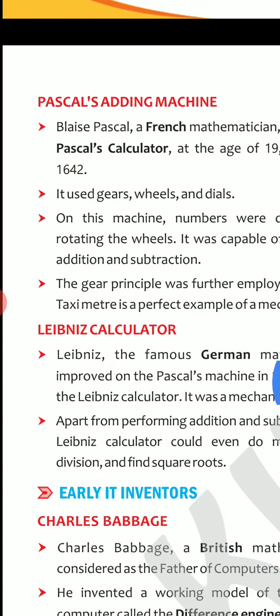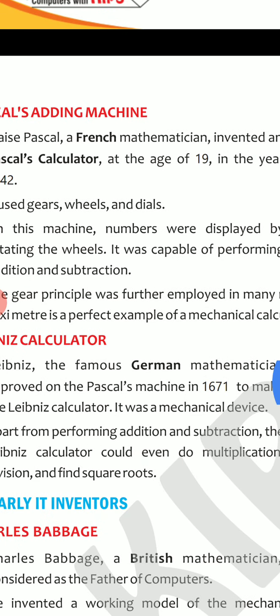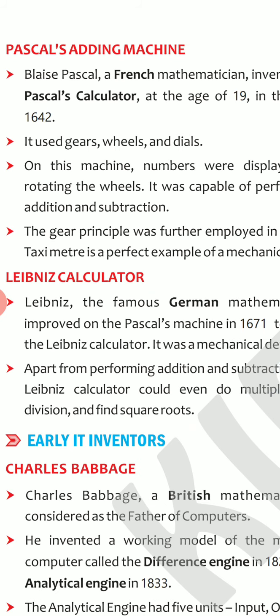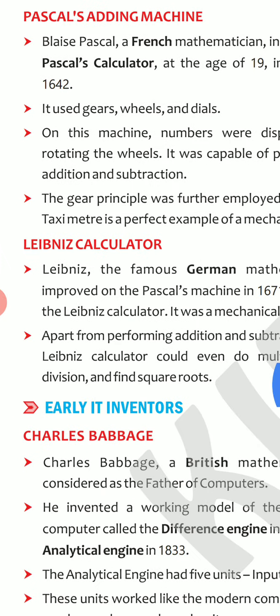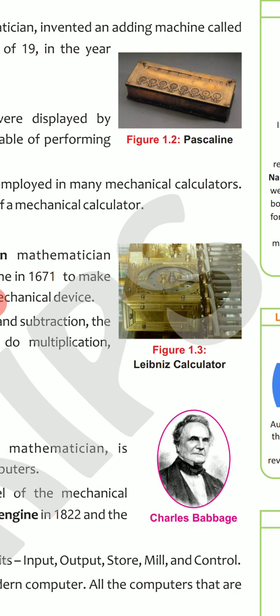After the abacus, we have Pascal's adding machine. This is a picture of the Pascaline. The machine which he invented is known as the Pascaline, and after his name, another name of this machine is Pascal's calculator. He invented the machine at the age of 19 in the year 1642, and this machine was able to do addition and subtraction. Multiplication and division were not possible on this machine. It was quite a complex job to do multiplication and division.